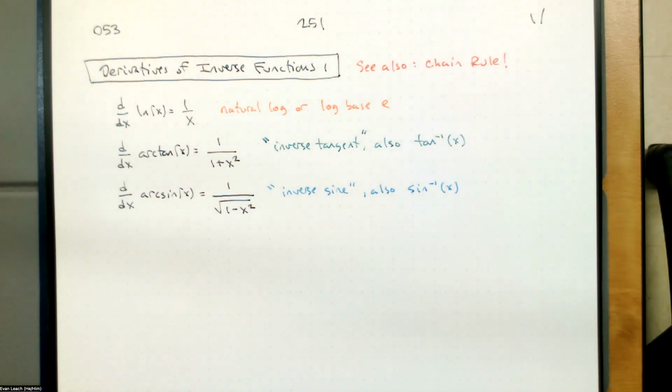Here's where we're headed. The derivative of natural log of x is 1 over x. The derivative of arctangent of x is 1 over 1 plus x squared. The derivative of arc sine x is 1 over the square root of 1 minus x squared. One of the interesting things that's going on here is that we're taking the derivative of a transcendental function and we're getting an algebraic function. So that's kind of neat. Not really relevant to us at the moment. That's just kind of an interesting observation.